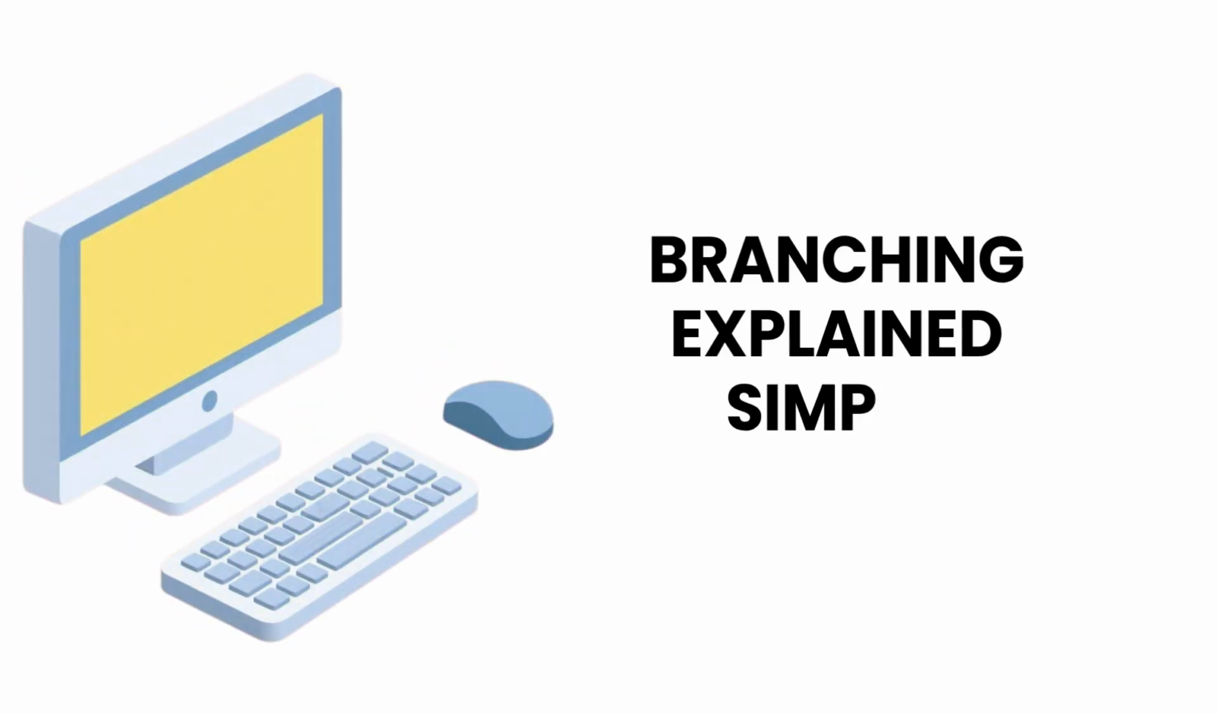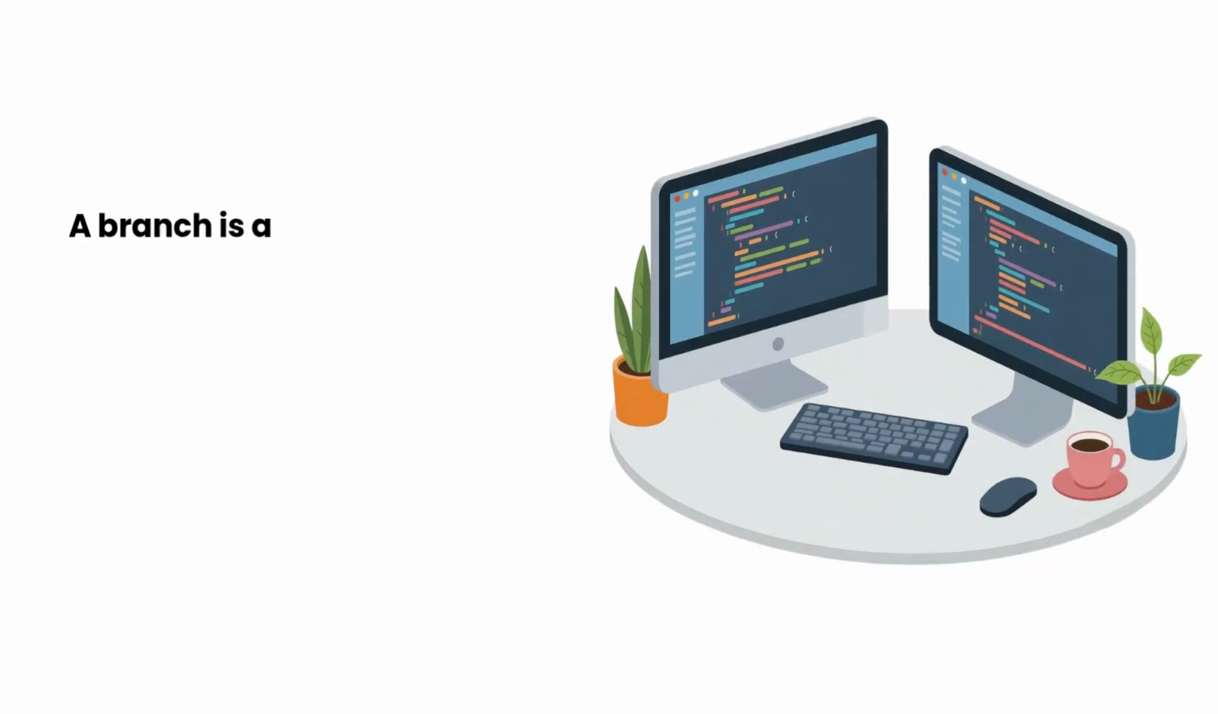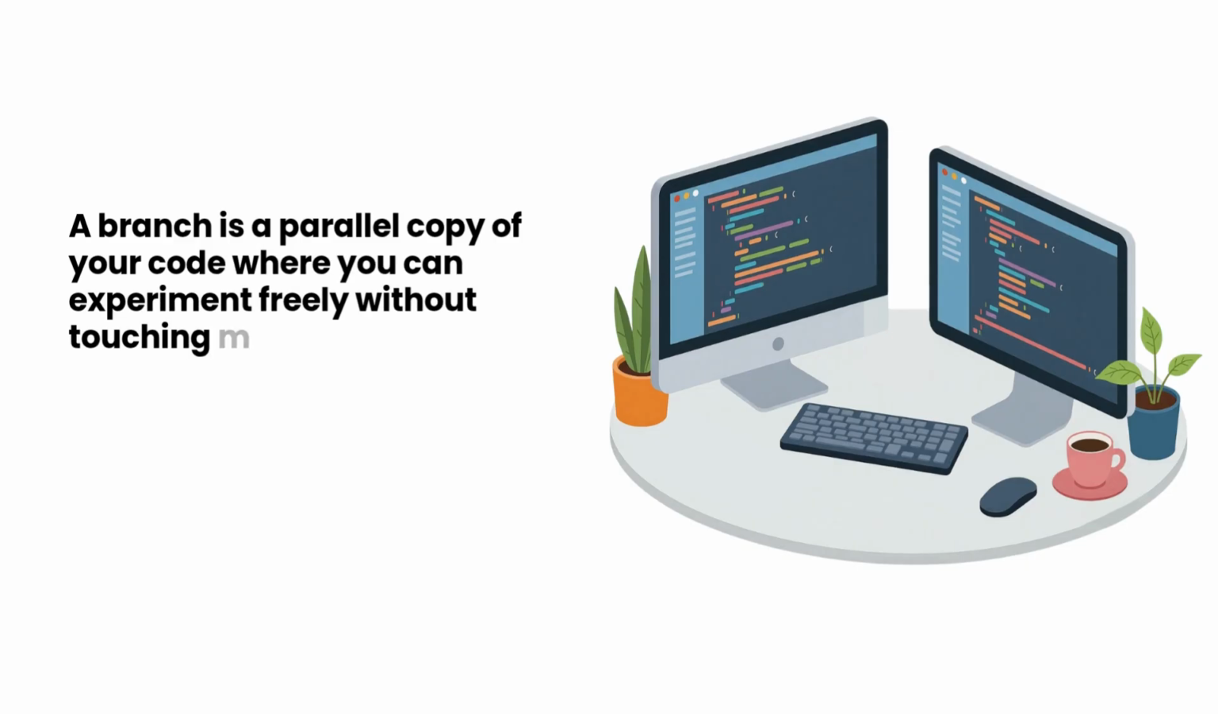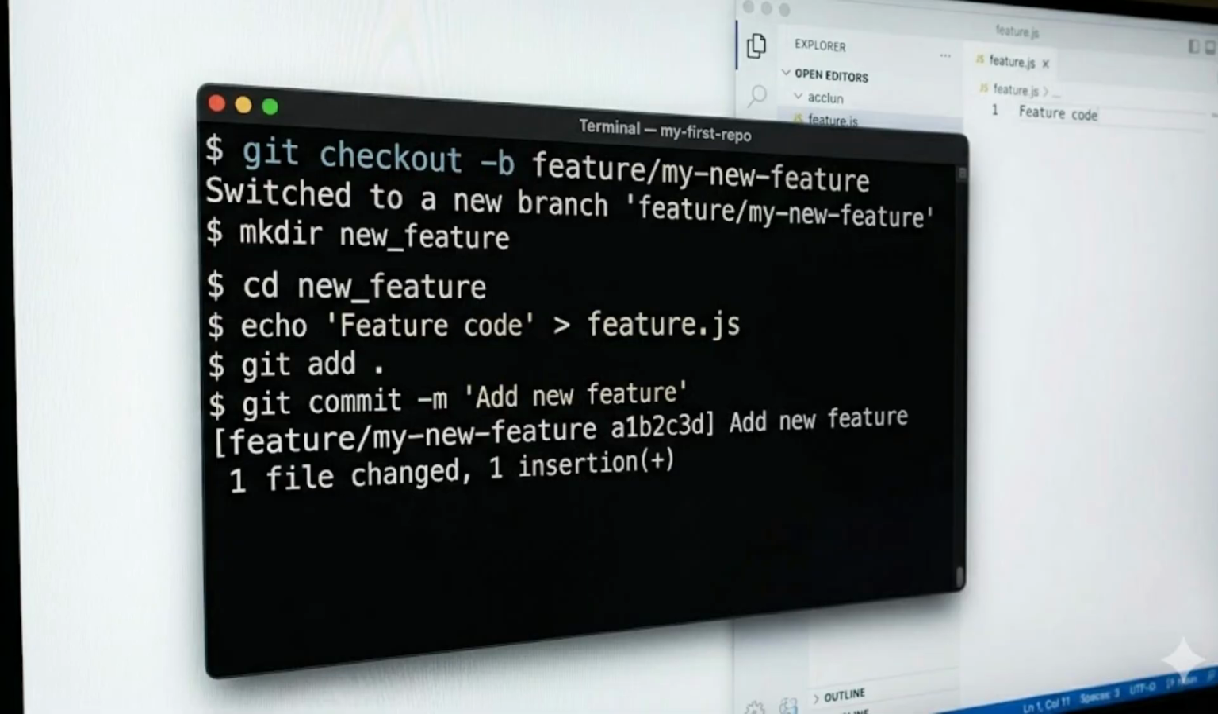Branching explained simply. Here's the concept that separates beginners from intermediate Git users: branching. By default, all your work has been happening on a branch called main. Think of main as the trunk of a tree, the stable, production-ready version of your project. A branch is a parallel copy of your code where you can experiment freely without touching main. When your experiment is ready, you merge it back. If it fails, you just delete the branch. Main is never touched.